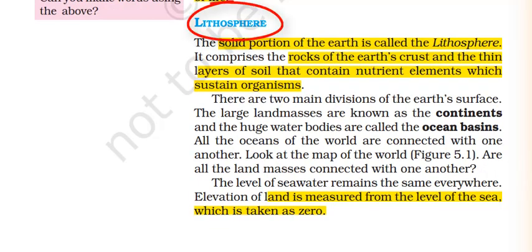Now we already know that the solid portion of the earth's surface is called lithosphere. It comprises the rocks of the earth's crust and thin layers of soil, the soil which contains all the nutrients that an organism needs to sustain itself. Now we already know that the large land masses are known as the continents and huge water bodies are known as the ocean basins. Now all the oceans of the world are interconnected and the level of sea water remains the same everywhere. Elevation of land is measured from the level of the sea. Now the sea level we always take as zero, and in comparison to that, whatever the height is, that is the height of that particular place.